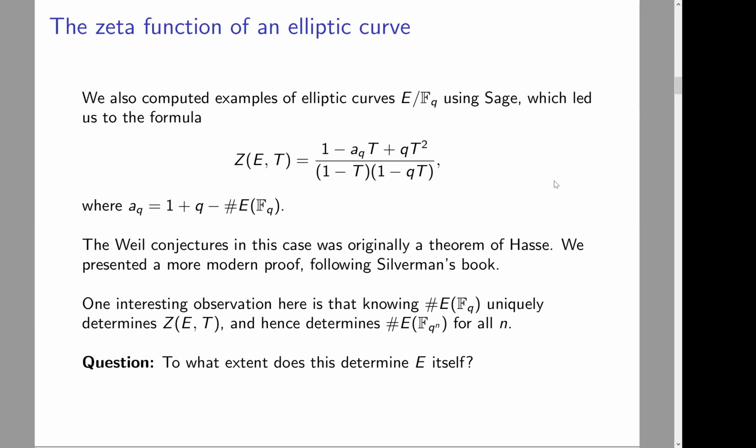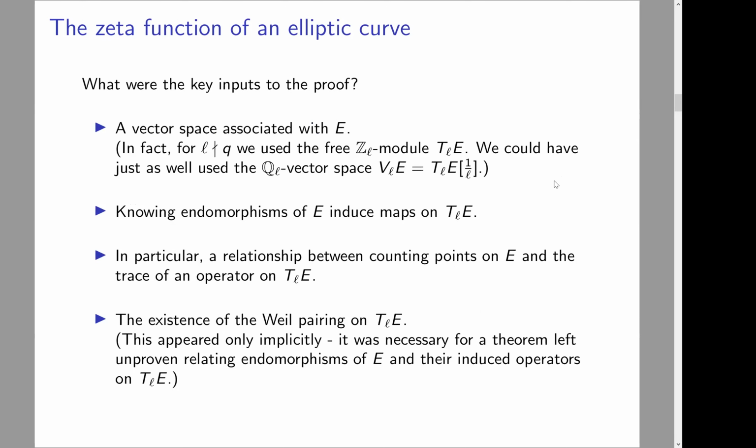Okay, so let's just remind ourselves of how the proof for this one went. Just generally, what were the tools, the key inputs that we used? So the first key input was that E had some associated vector space. Actually, we used a free module, but you can just invert. It was a module over the l-adic integers. You can just invert l and get a Q_l vector space. And that will be sufficient for proving the Weil conjectures.